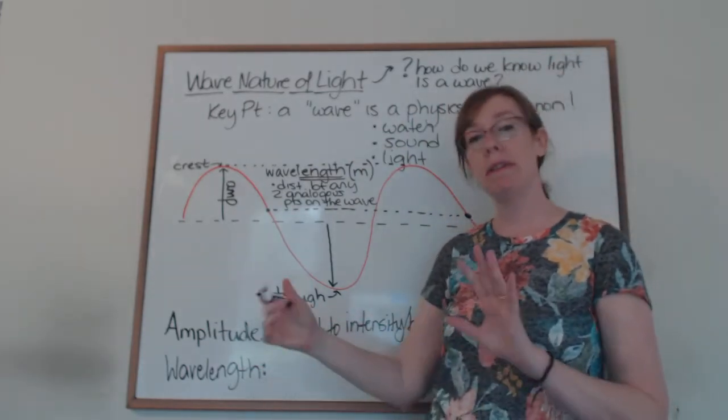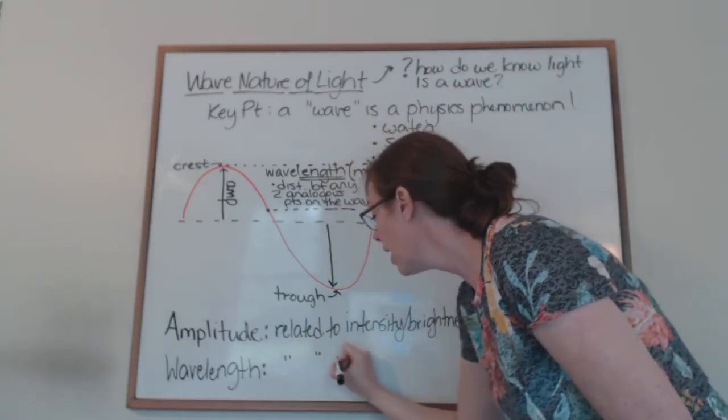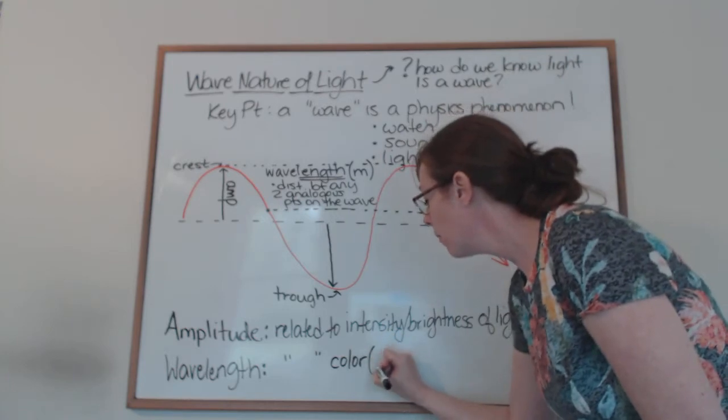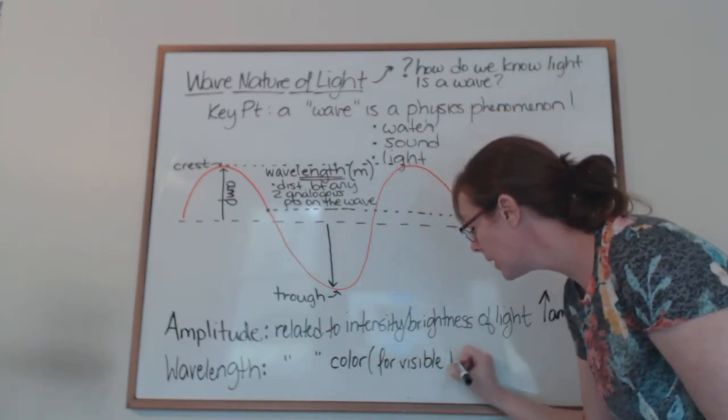Wavelength is actually going to be related to something else. Wavelength is related to color, at least for the type of light we call visible light. We will talk about other types of light soon.